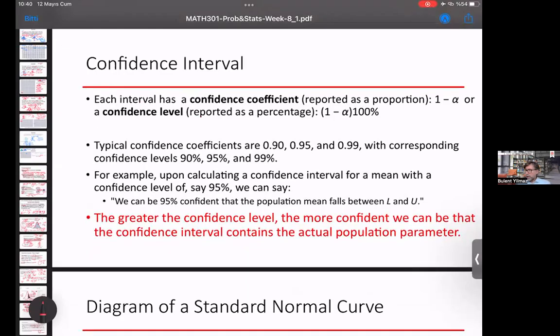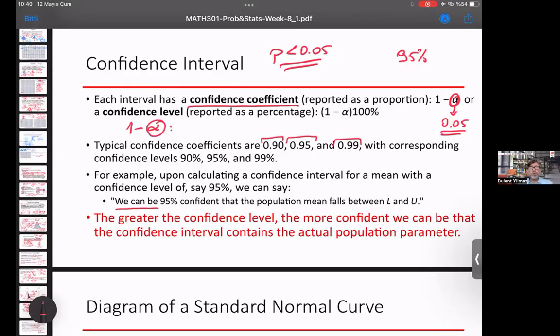We will mainly be using 90%, 95%, or 99% confidence. If I have 95% confidence, then alpha will be 0.05. This is what I mentioned with p less than 0.05, and we will use it very many times. So alpha is something we will be referring to. The confidence coefficient is 1 minus alpha, which we will choose.